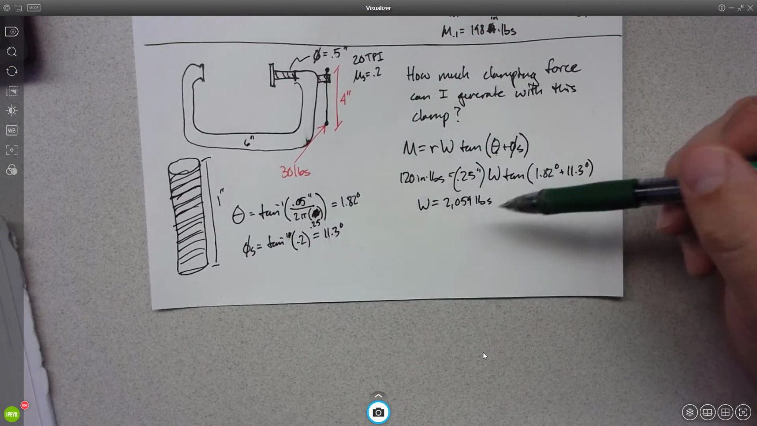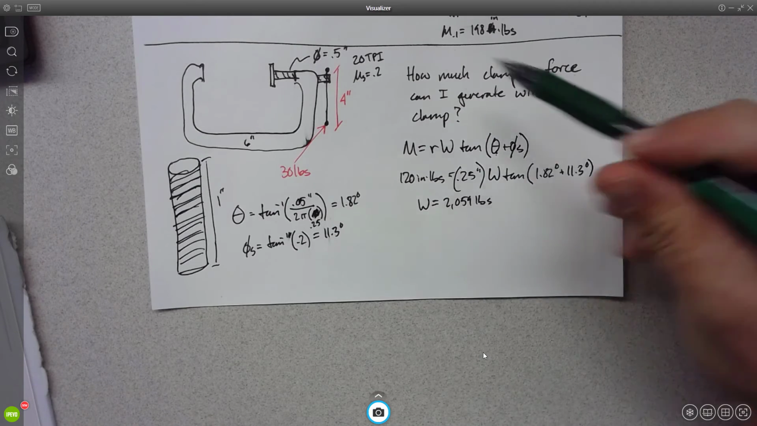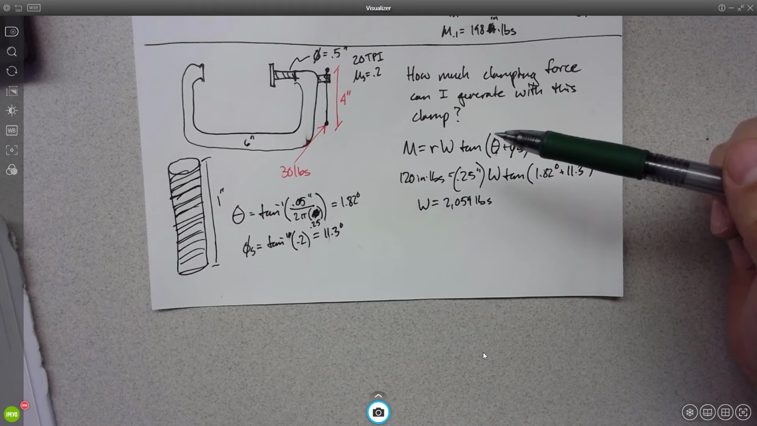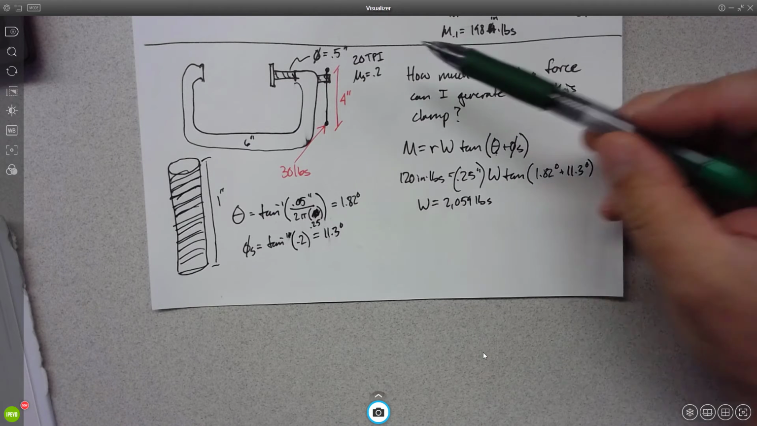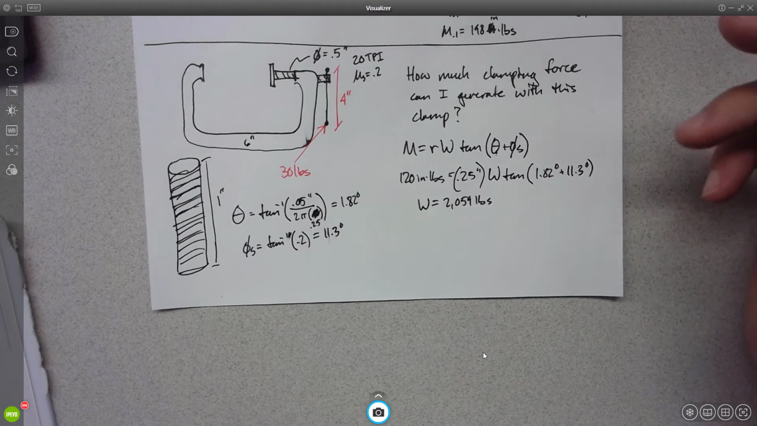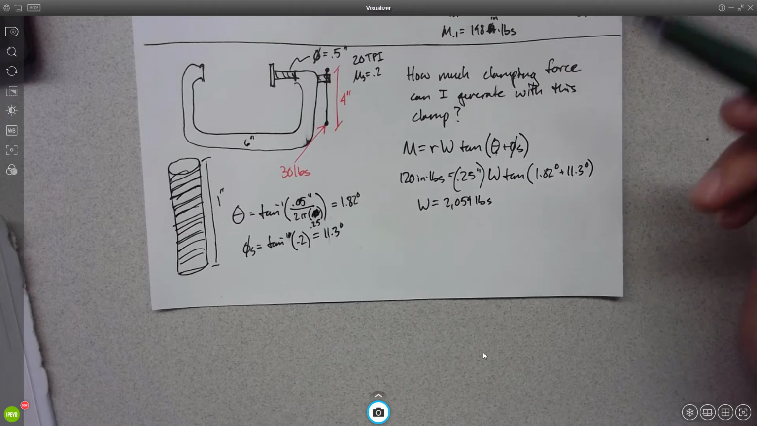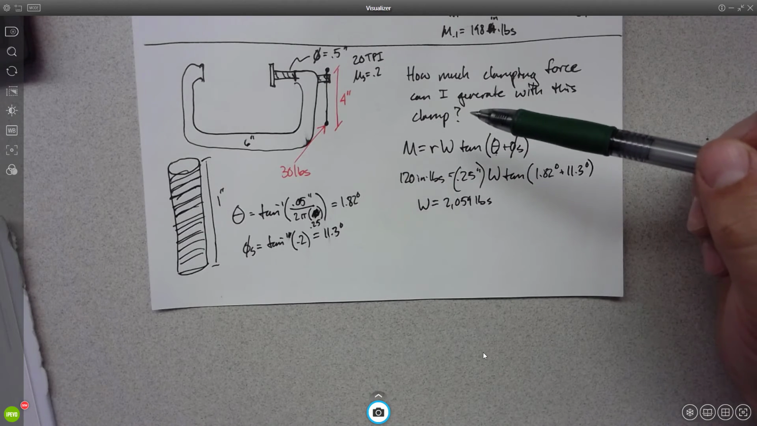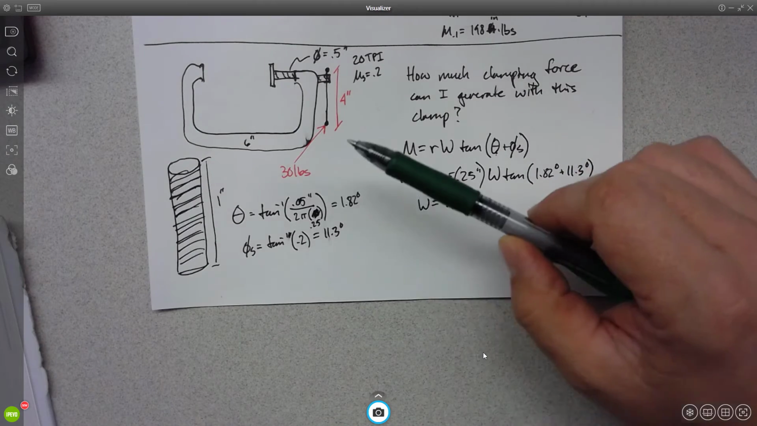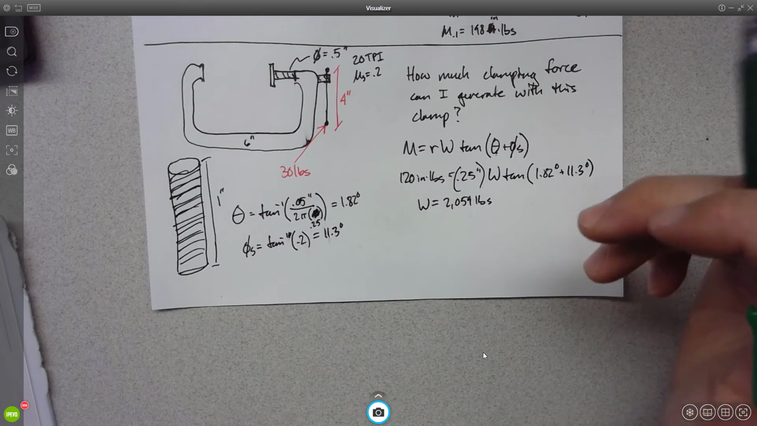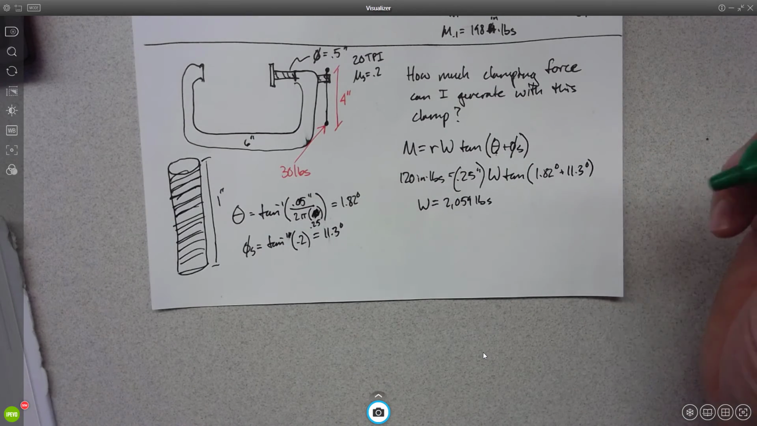So we've figured out that we can apply 2,059 pounds of clamping force on this when we tighten it, right? And that's based on having a mu static of 0.2 and 20 threads per inch for the thread pitch. So what about untightening it? What about loosening it? Will it take 30 pounds to loosen this clamp? Will it take more or less than 30 pounds or 30 pounds exactly? What do you think?